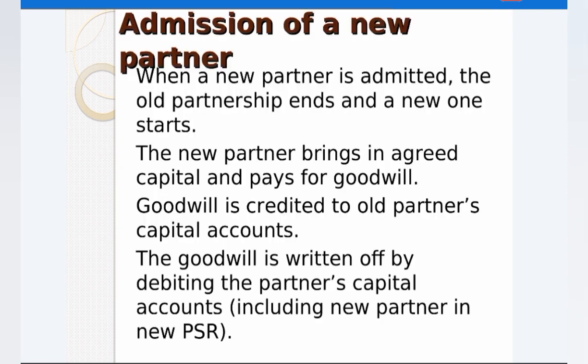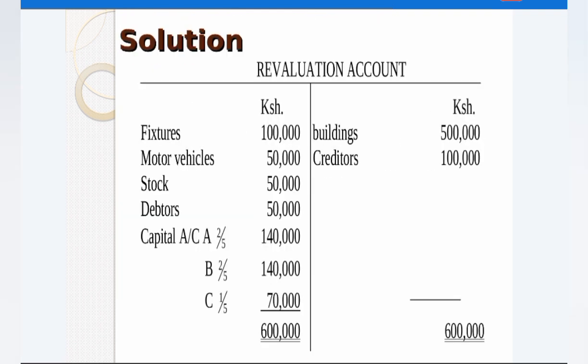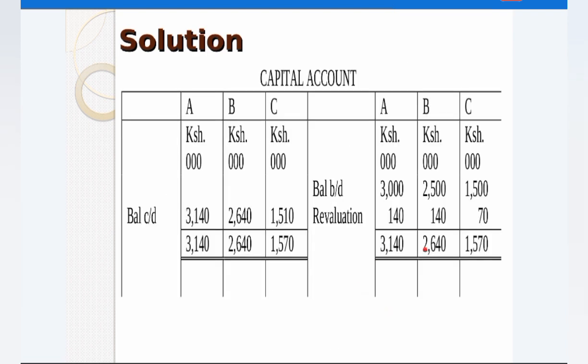So let us see what happens when you admit a new partner. So essentially, when a new partner is admitted into the partnership, then the old partnership comes to an end and a new one starts. That is why you need to revalue the assets and liabilities. As you can see now, if that was the case in our illustration here, it means our new capitals will have been 3140, 2640, and 1570 for A, B, and C respectively.